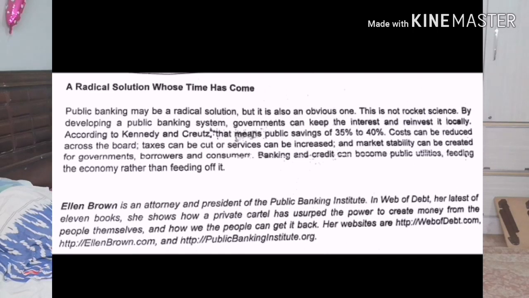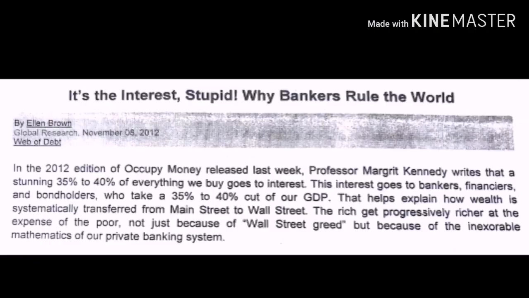And when Ellen Brown says public savings of 35 to 40%, what she means is, there's research that says that of everything we buy, 35% to 40% goes to interest, to the private banks. But if the banks were public and all that interest were reinvested locally, then we'd be saving up to 40%. And what will that result in? That will result in a reduction in tax or an increase in services. So that is what public banking is.